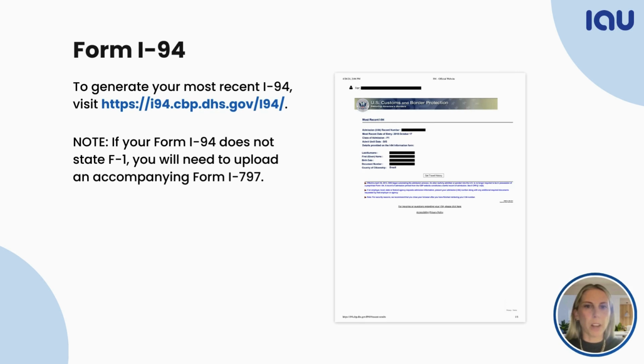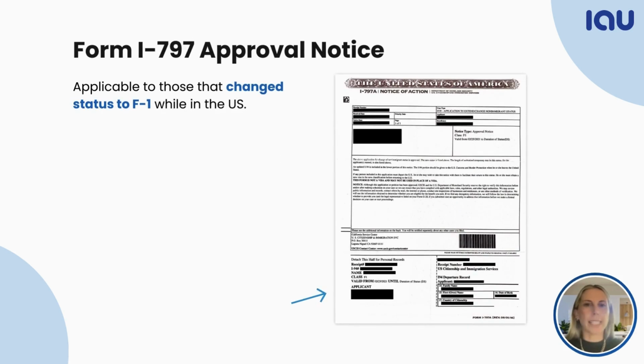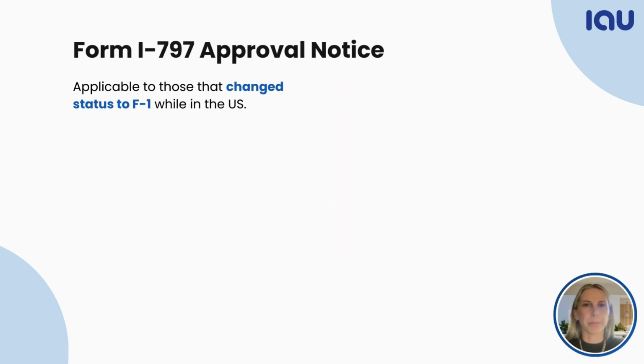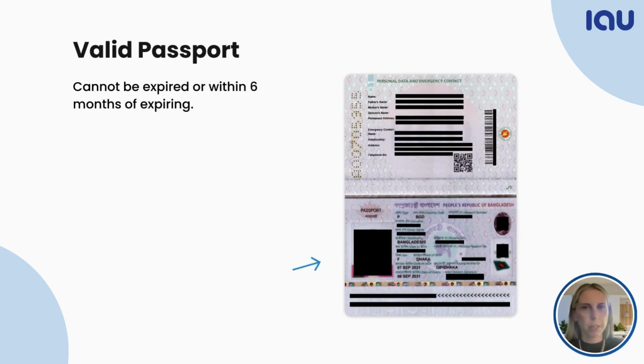If you arrive on a different class than F1, then you would need to upload your I-797, notice of action, approval notice for your change of status. At the bottom of this page, this is what we call an updated I-94. So this is the document that you would upload in lieu of your I-94. You will need your passport. This should be pretty straightforward. Just a passport copy picture page.